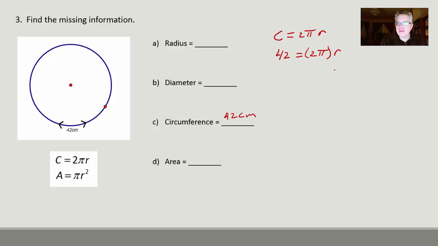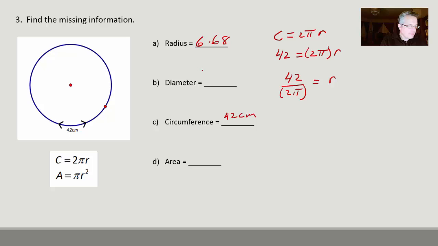If you're backtracking, you can think of it this way. r times 2 pi equals 42. So we're going to start with 42 and divide by 2 pi. We can remember to keep parentheses around there because we're dividing by that whole thing, equals r. This gets a little annoying. We could keep it like that, but I went ahead and found the decimal. So if you go ahead and do 42 divided by 2 pi, you should get 6.68.